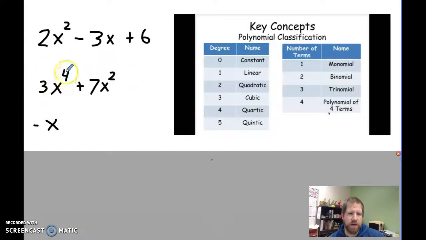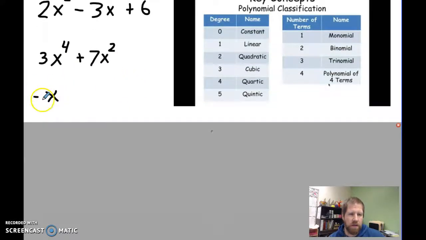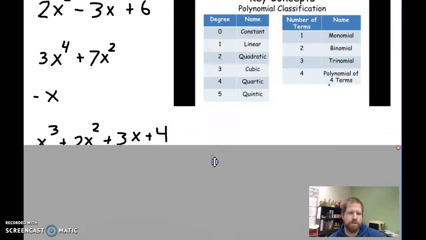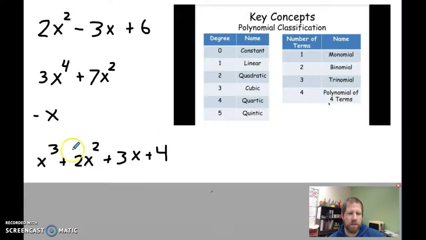Okay, so this one, our highest degree is 4. So this is a quartic, and there's 2 terms, quartic binomial. I just have 1 term, and it is a 1st degree. The highest degree is 1, so it's a linear monomial. And then this one, the highest degree is 3, so it's going to be cubic. And there's 1, 2, 3, 4 terms, so this would be a cubic polynomial of 4 terms.